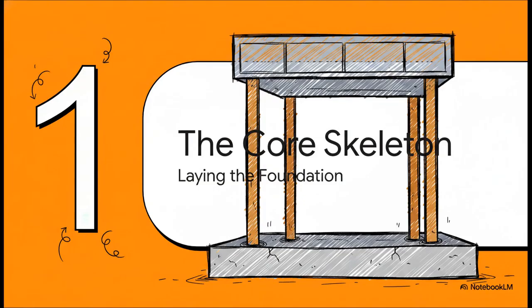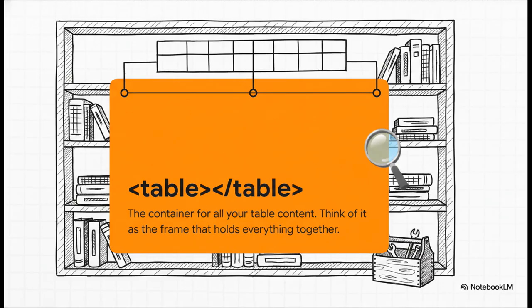Every good structure has to start with a solid foundation. And for an HTML table, that foundation is what we call its core skeleton. Let's take a look at the main tags that create this essential framework. First things first, the table tag. This is the big one, the master container. Absolutely everything that's part of your table has to live inside these opening and closing table tags.